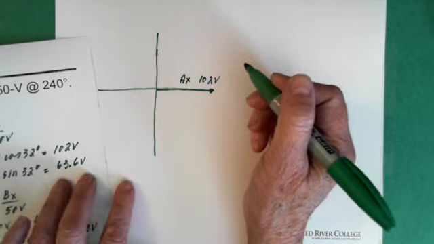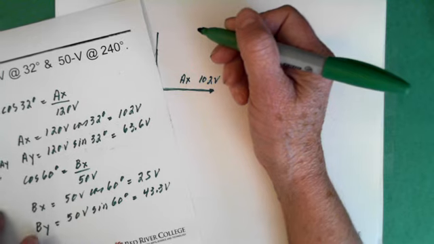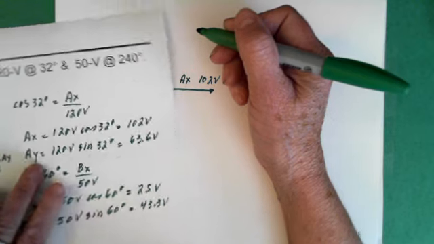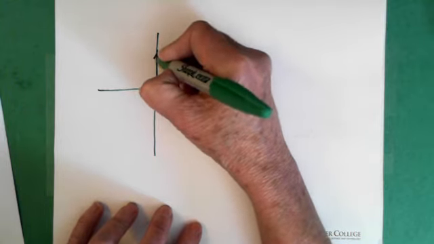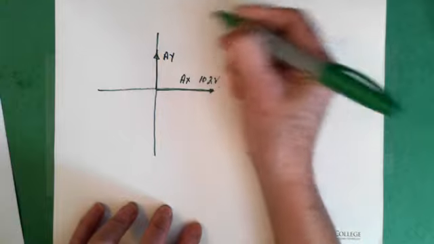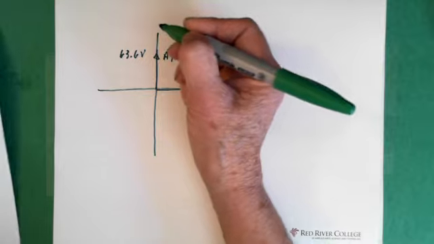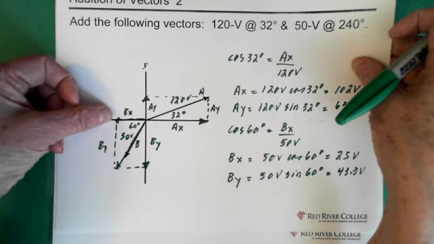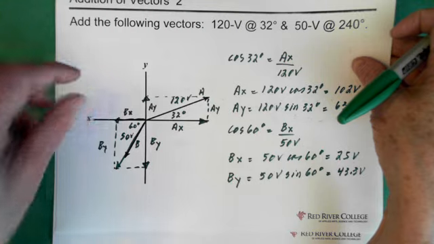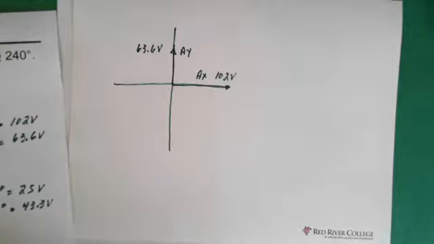We have AY, and again, the AX is a positive 102 volts, and the AY is a positive 63.6 volts. So here's AY, and that's 63.6 volts. Now we also have to remember that BY is negative and BX is negative. So they're moving on the negative x-axis and the negative y-axis. So we need to put them in that way.